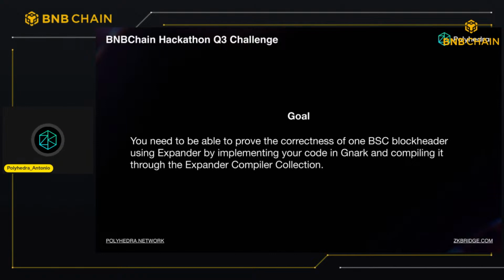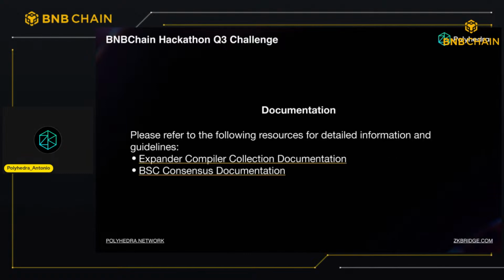Then as long as you get it, you will need to use that to write a zero-knowledge proof to prove the correctness of any one BNB chain block header. We accept answers using any BNB chain block header, so you just need to do it once. Some of the documentation showing here that you will be needing is, one, the expander compiler collection documentation, which lets you know how you can install the compiler collection on your local machine, and also gives some examples of how to run it.